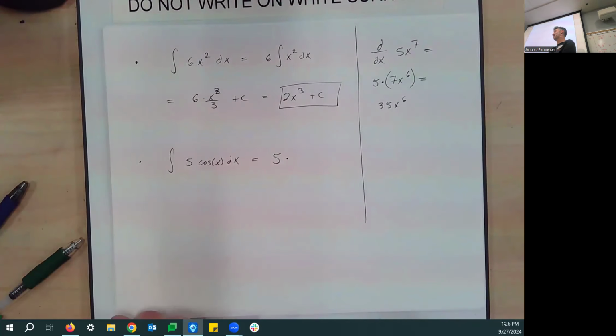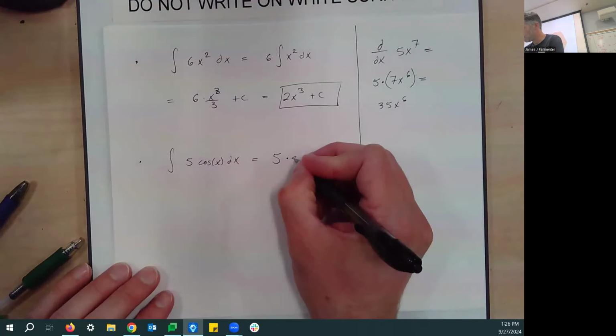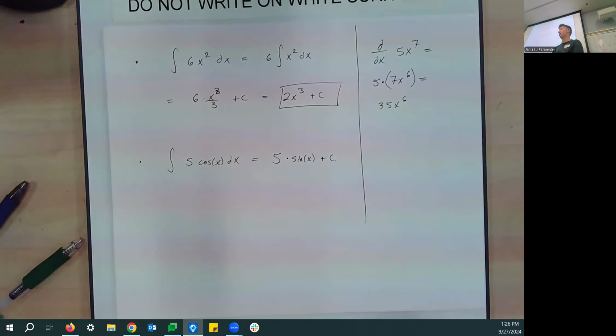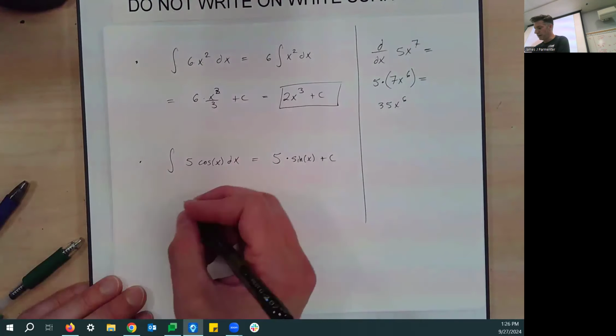Negative sign was closer. Positive sign. So the derivative of cosine is negative sine. The antiderivative of cosine is positive sine, because what's the derivative of sine? Positive cosine.